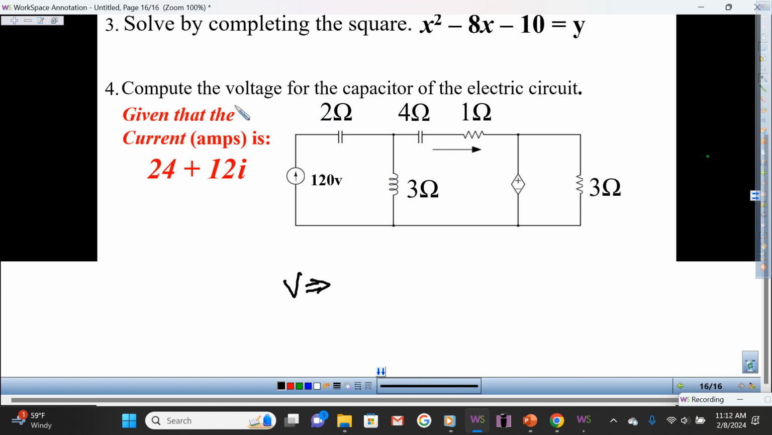The what? The resistor? Oh, the resistor. You did the resistor? Oh, okay. So this one, they're only asking for the what? Capacitor. So what did you get for the capacitor, Anthony D? Voltage.